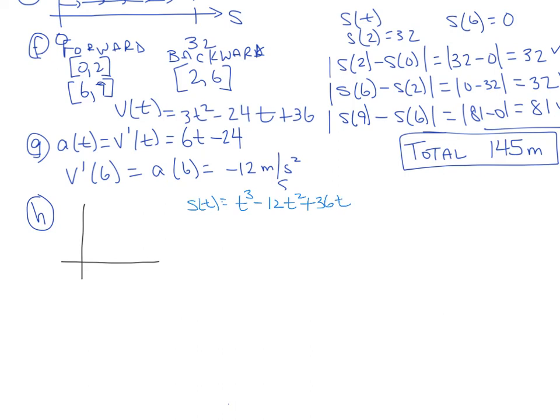And then we took the velocity equation, which was the derivative, 3t squared minus 24t plus 36, that's v of t. And then let's do another color here, a different color. We'll do that. And this was our acceleration equation. And this was 6t minus 24.